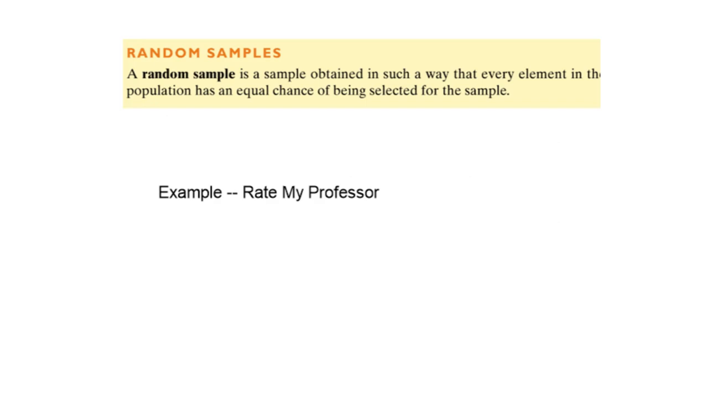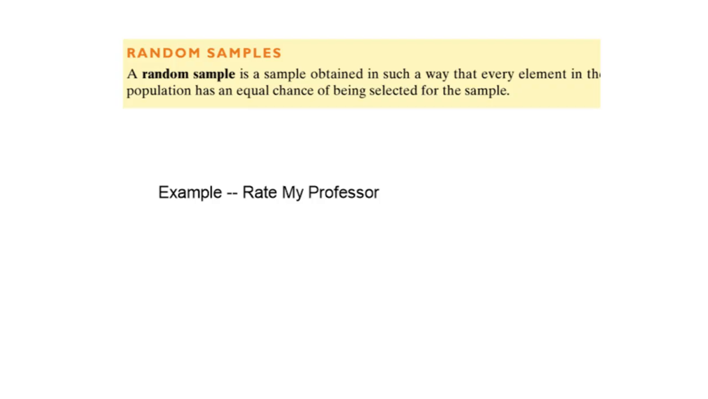A random sample is a sample obtained in such a way that every element in the population has an equal chance of being selected for the sample. When we talk about equal chance, that reminds me of when we worked with probability and rolling a die. Each side of the six-sided die has an equal chance of occurring. So the same thing with our sample. Each person in the population, for instance, would have an equal chance of being selected.